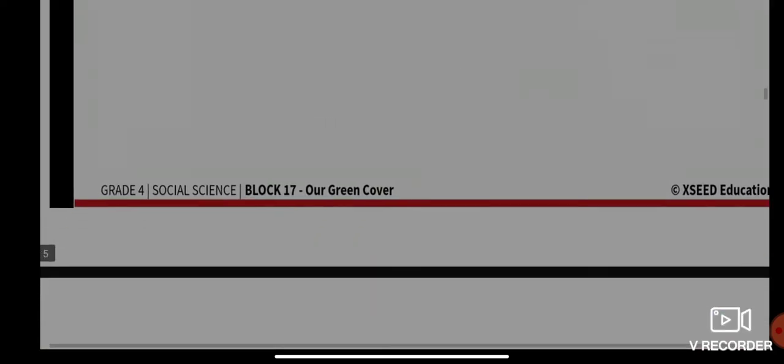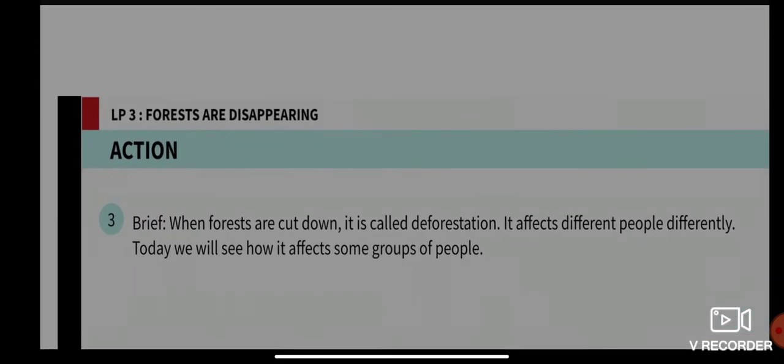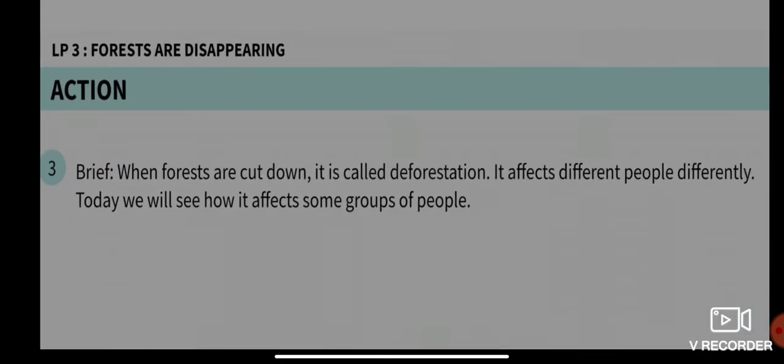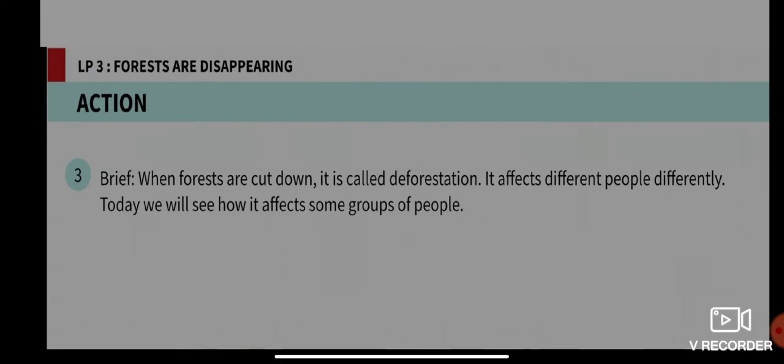Alright, you listen carefully. When forests are cut down, it is called deforestation. It affects different people differently. So if all the trees are cut down, it will affect different people in a different way. Today we will see how it affects some groups of people.